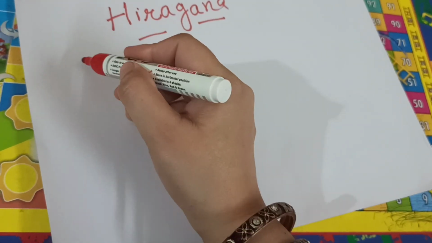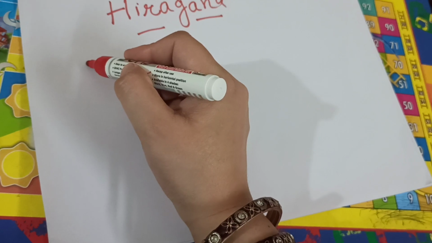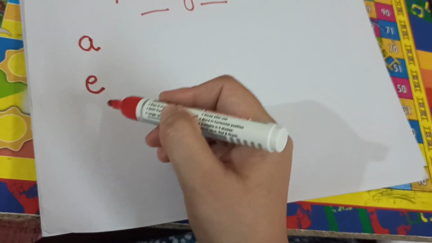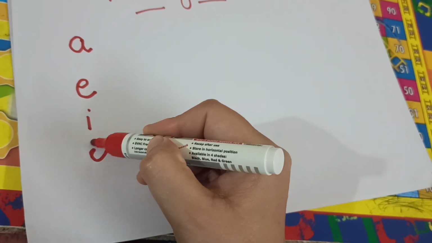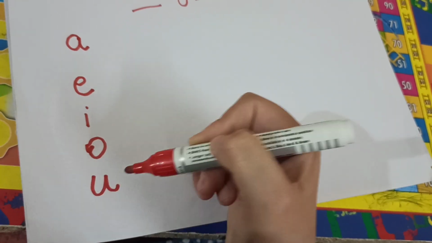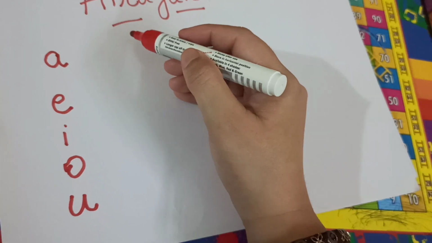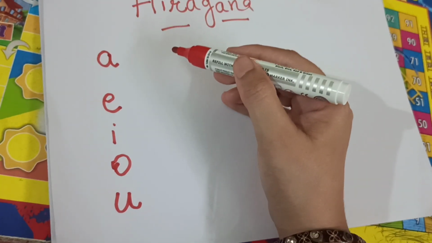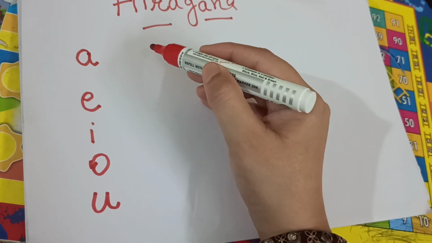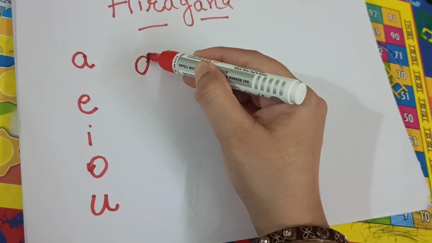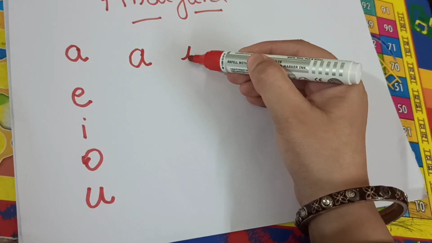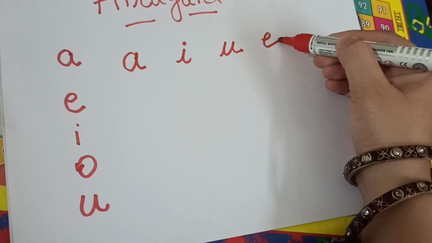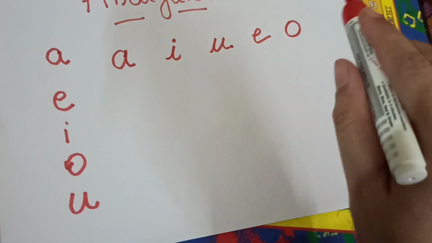In English, we have 5 vowels: A, E, I, O and U. In Japanese also we have 5 vowels, but the pronunciation and the sequence of these vowels is different. Like A, I, U, E and O.